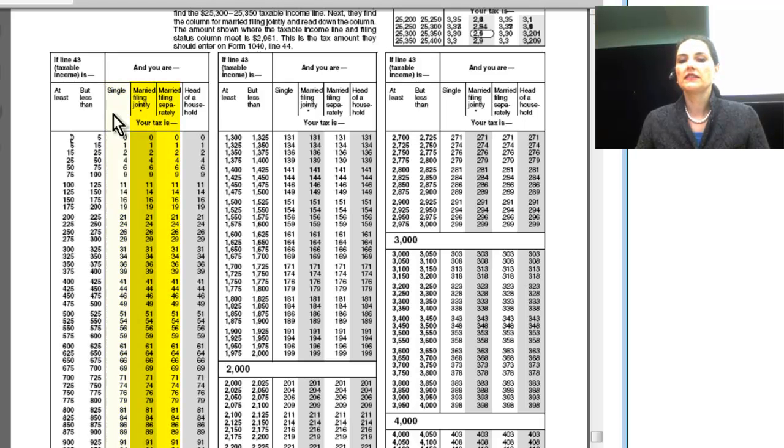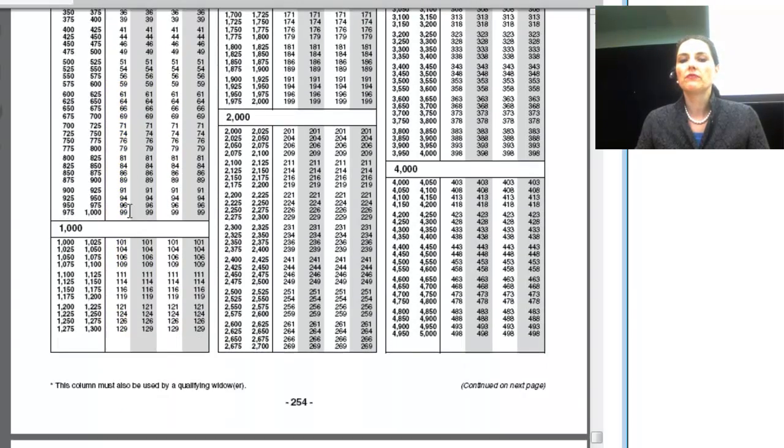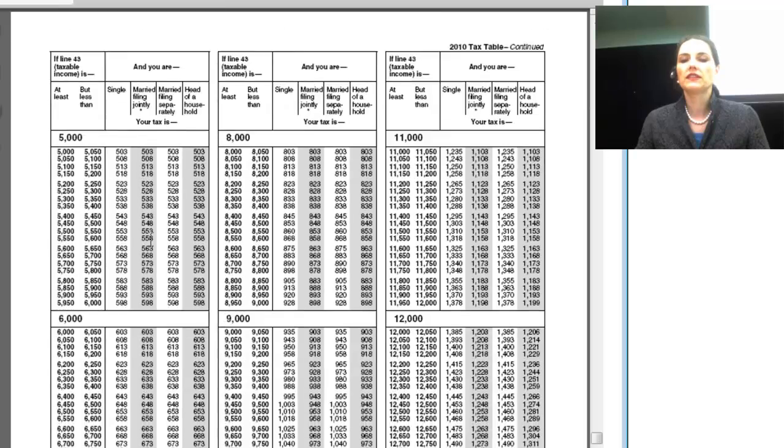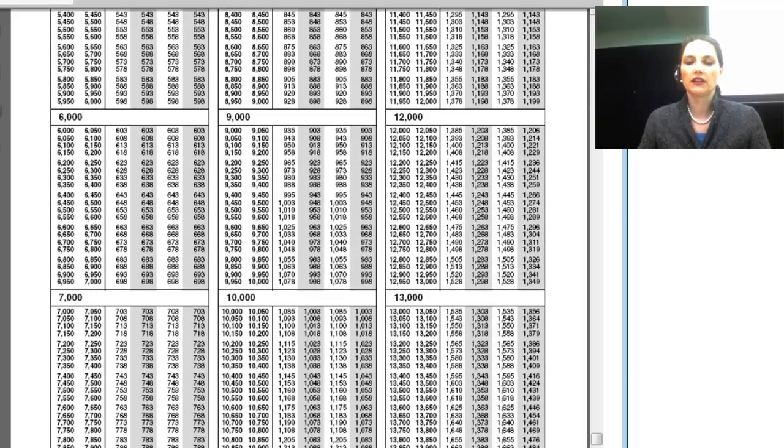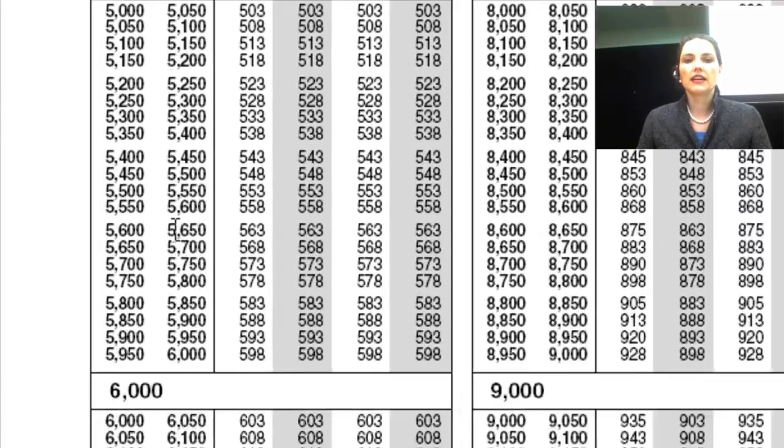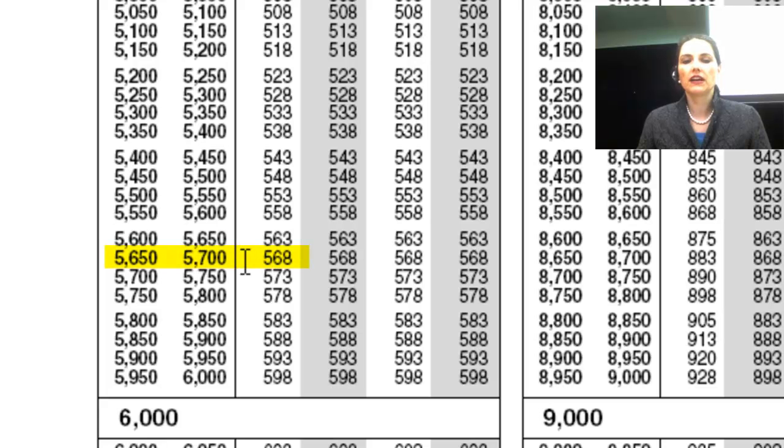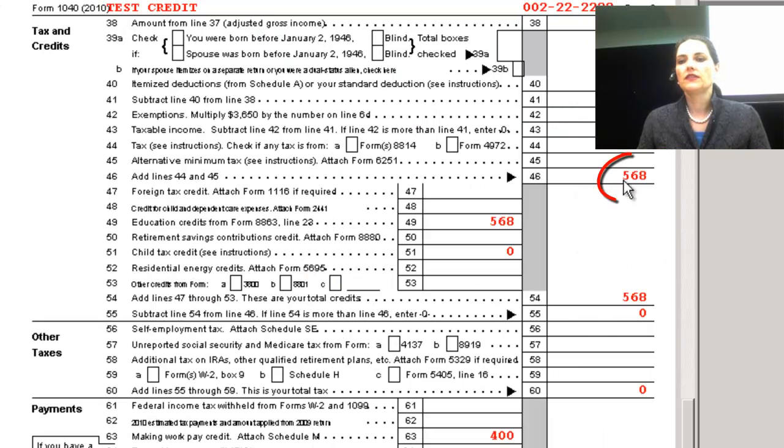Test's filing status is single, and to find Test's tax, we have to move down the single column until we get to a point where we have $5,650 of taxable income. I can see that the tax for $5,650 of income is $568. I now take that tax and enter it on the Form 1040, and you can see it goes on line 44, $568. So this is an important number, our tax. The tax that we have here is going to limit the amount of tax credit we can claim here.